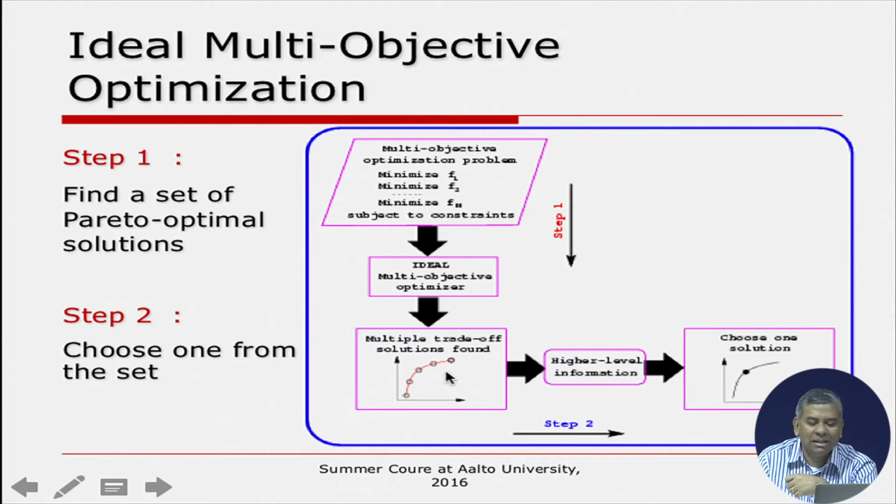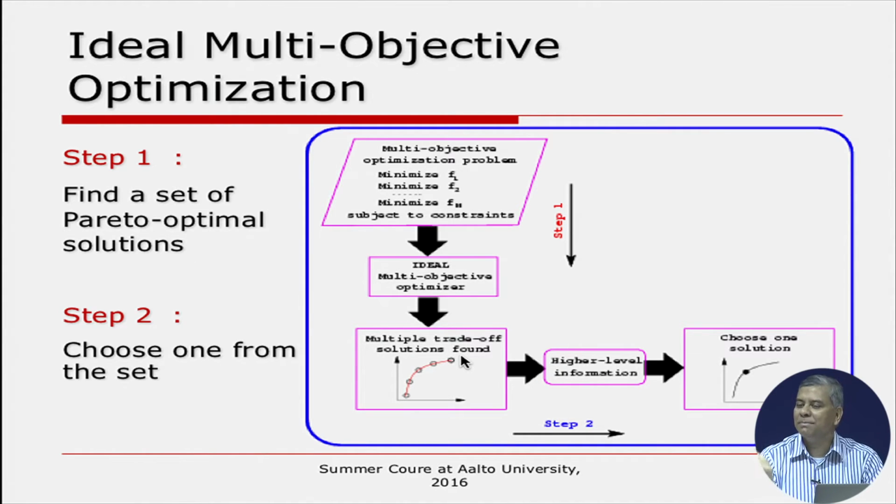Okay? So you see that there are two phases in this. One is the optimization phase, where you take the problem, optimize, and go and find the number of points. The second is a decision-making phase, where once the optimum points are found, somebody has to make a decision to choose one. Okay? In the classical methods, they don't do it this way.